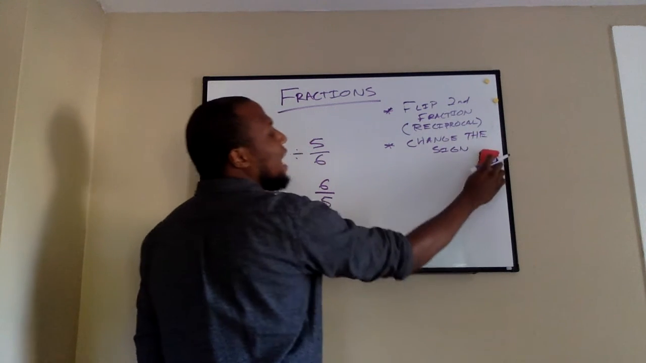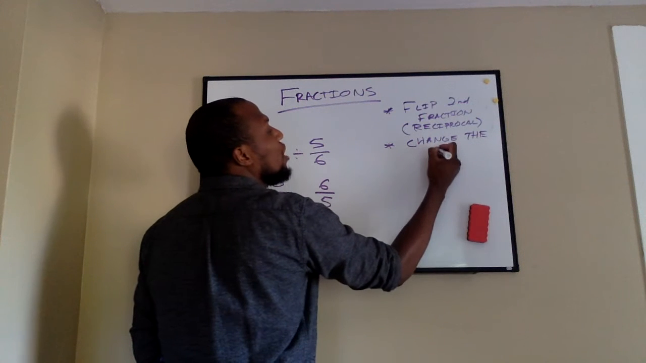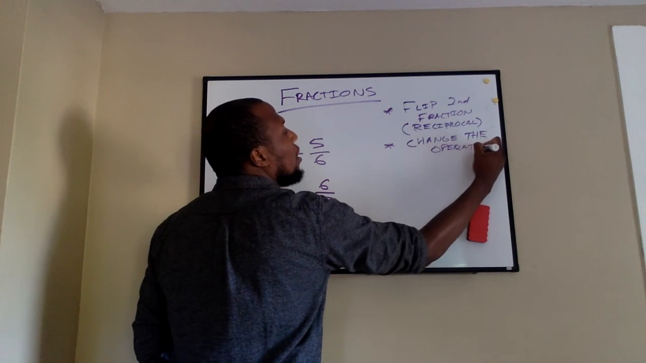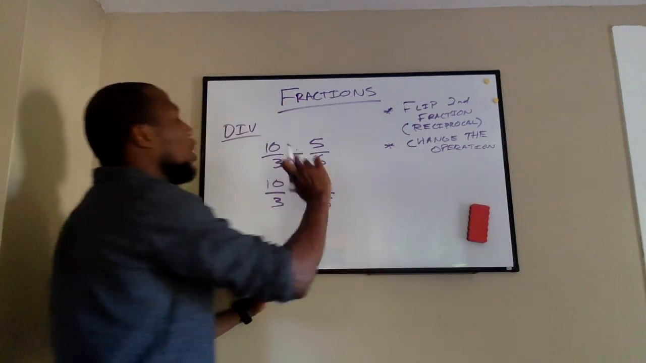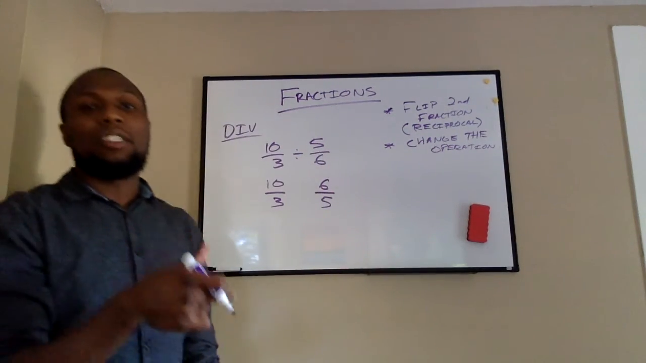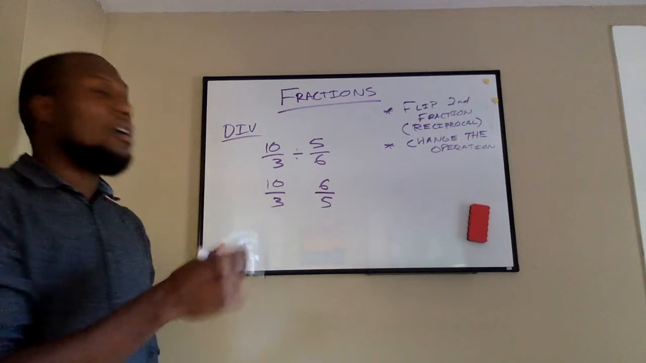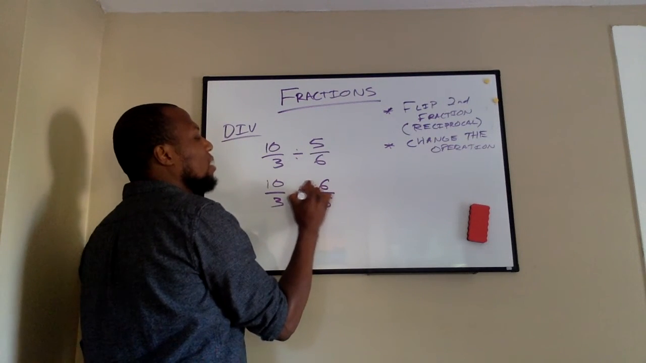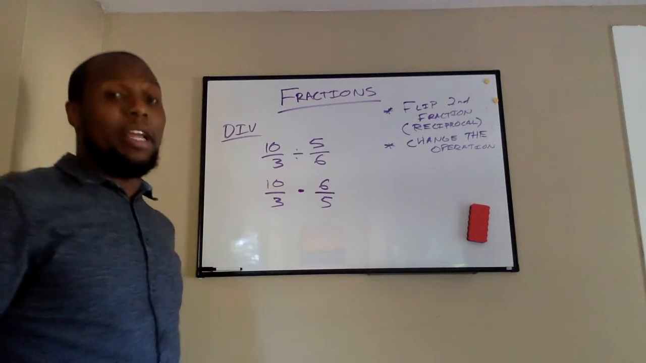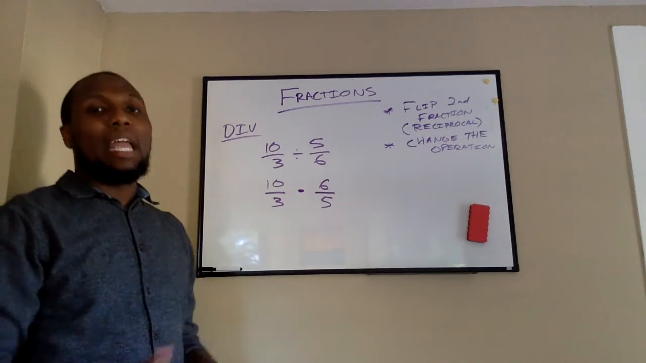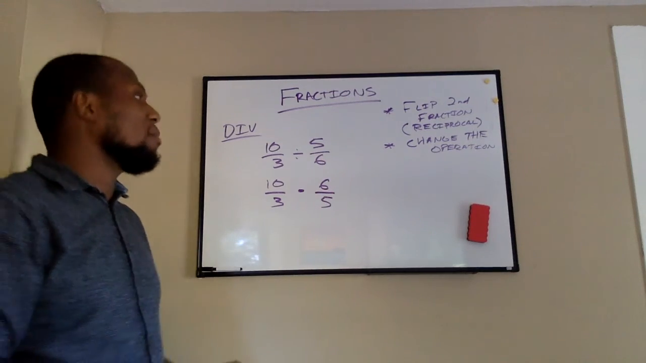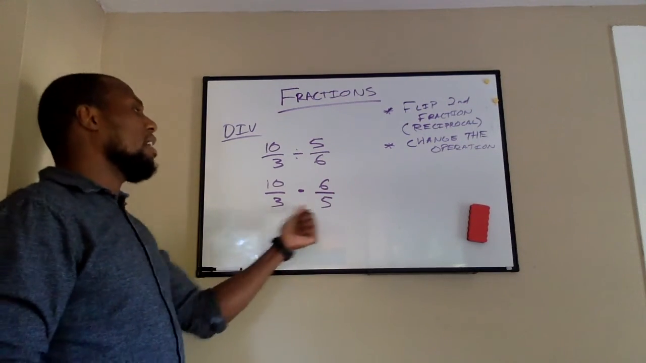Or actually, let me use a better term. We're going to change the operation. When we flip it to its reciprocal, what we're actually doing is making this a multiplication problem. Division is the same thing as multiplying by the inverse. Then it's a multiplication problem.